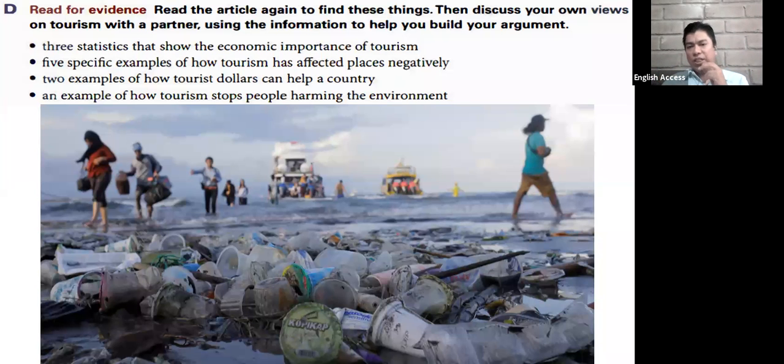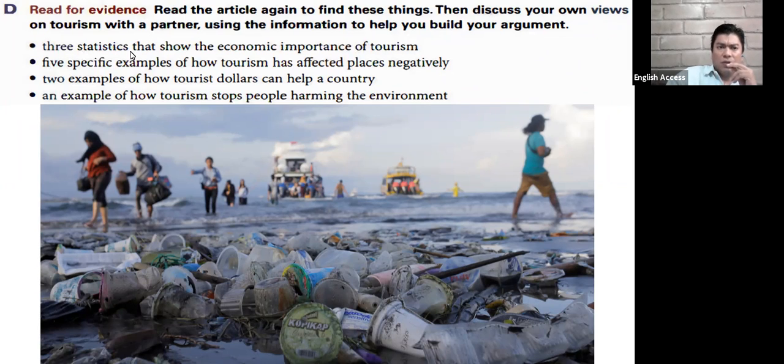All right, guys. So let's check your homework. Let's check what you have. For starters, we have this activity. Activity D. This is 1D. Read for evidence. Read the article again to find these things. Then discuss your own views on tourism with a partner using the information to help you build an argument.